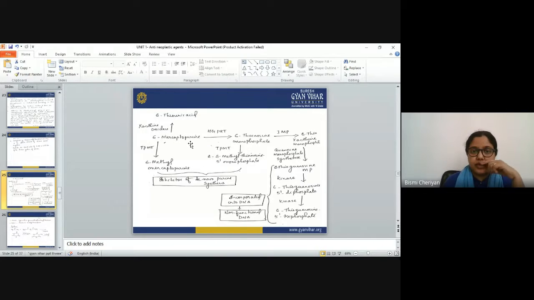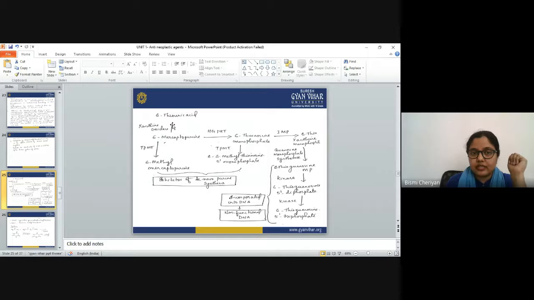Okay, so look at this. This is 6-mercaptopurine, our drug, and this mercaptopurine is metabolized in 3 ways. I will explain those 3 ways.